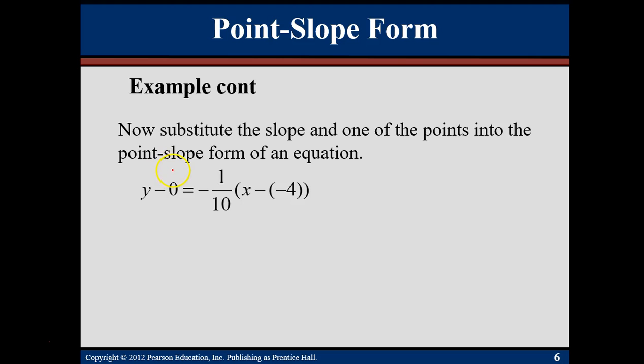So y minus y1, which was 0, I have -1/10 times the quantity x minus the -4. So this is just going to be a y. And I have -1/10, and this is x. Well, -4 is a +4. Now I can distribute. -1/10 times x is -1/10 x, and -1/10 times 4 is going to give me -4/10. You can reduce the -4/10 to -2/5.